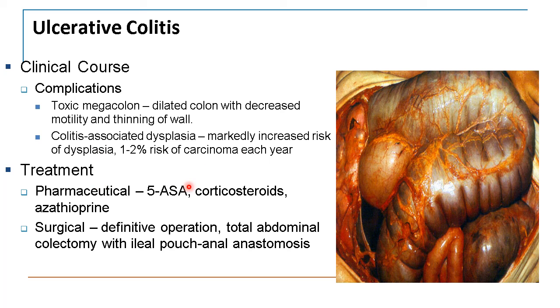The treatment also is corticosteroids or other immunosuppressive drugs, or a surgical definitive operation, total abdominal colectomy with ileal pouch-anal anastomosis. This is characteristic here. We do not usually need this in Crohn's disease. Okay.